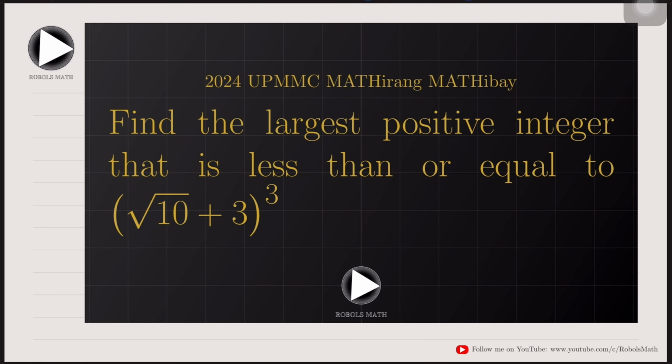Find the largest positive integer that is less than or equal to the cube of the sum of square root of 10 and 3. This question is from the 2024 UP Math Major Circle's MATHirang MATHibay, which is one of the most prestigious math competitions for high school students in the Philippines.